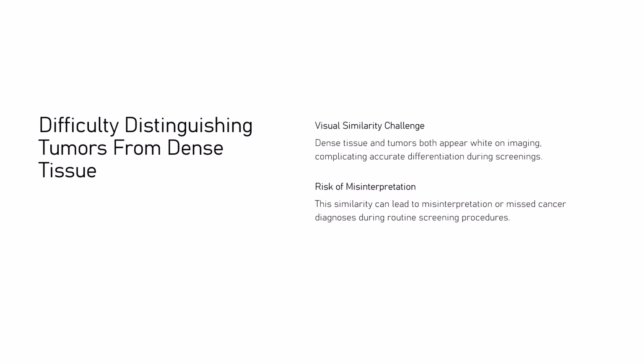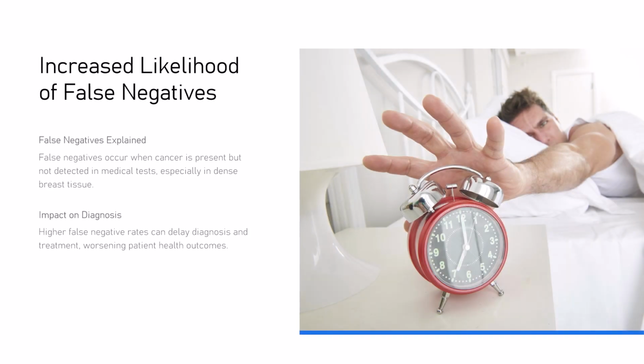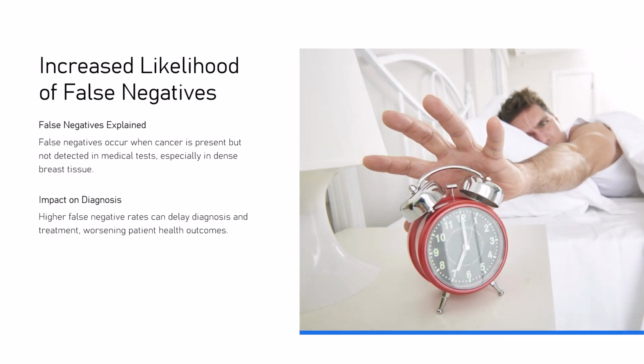Since both dense tissue and tumors appear white, differentiating between them is challenging, leading to potential misinterpretation or missed cancers during screening. False negatives, where cancer is present but not detected, are more common in dense breast tissue. This can delay diagnosis and treatment, adversely affecting patient outcomes.